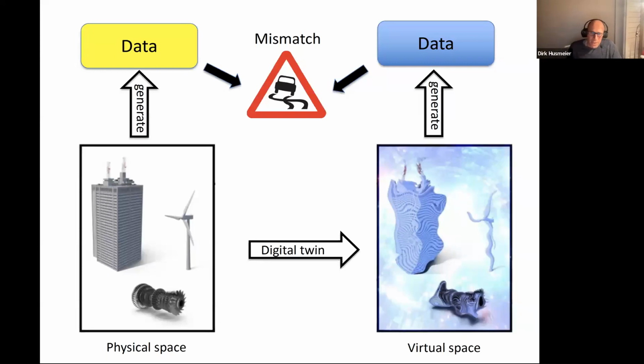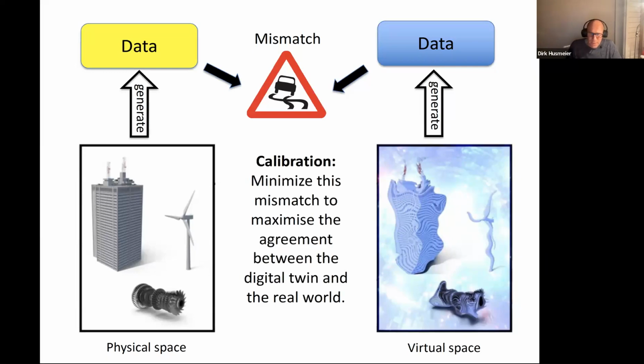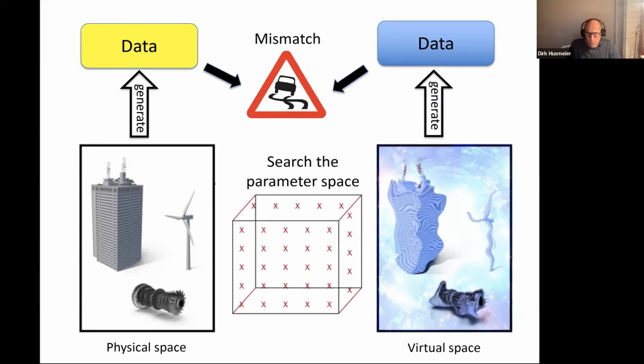So having now measured data and simulated data, the calibration consists in minimizing this mismatch to maximize the agreement between the digital twin and the real world. And in practice, you look at your parameter space. So here we look at 3 parameters for illustration, shown in a box here. You explore the parameters and then find the parameters that minimize this discrepancy. Go through the parameters and do an exhaustive search, find the parameters that minimize the mismatch between the data from the real world and the data that you get from your digital twin. And that gives you a calibrated digital twin.